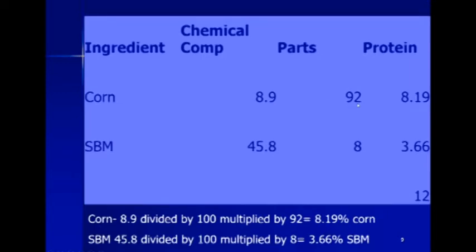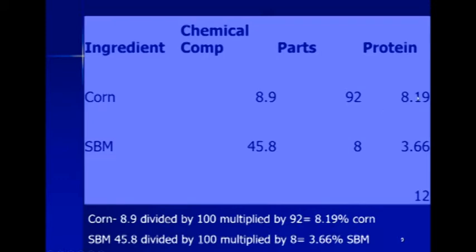Then out of 92 parts, how much protein will be available? So that is 8.19. Similar for soybean meal, 45.8 is the percent of protein. So 100 parts will give 45.8 parts of protein. Now we have only 8 parts, so how much quantity of protein is available from 8 parts of soybean meal? So we can get it this way. Out of 100, there is 45.8. So 45.8 divided by 100, then multiplied by the parts which we have calculated. Then the available protein from this is 3.66.